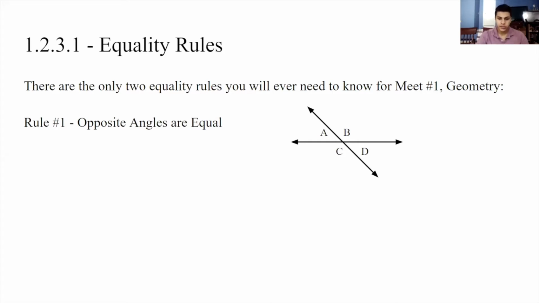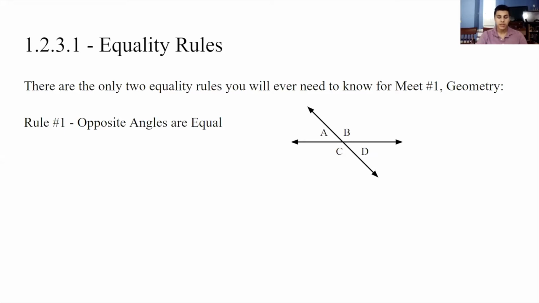In the diagram to the right, angle A and D are opposite angles because they're on opposite sides of these intersecting lines. And angles B and C are also opposite angles. So using this first rule that opposite angles are equal, we can immediately say that angle A is equal to angle D, and angle B is equal to angle C.